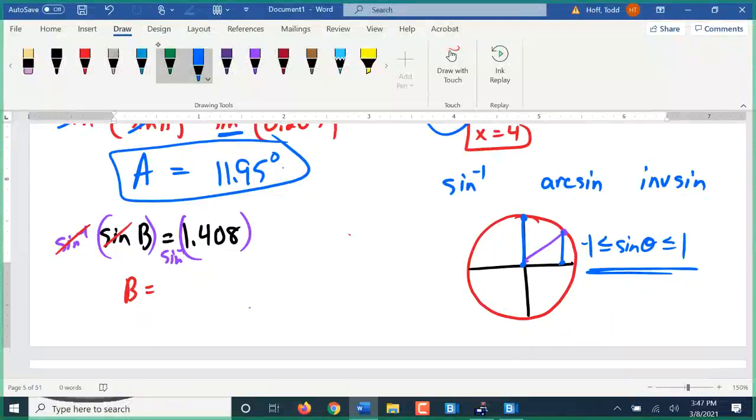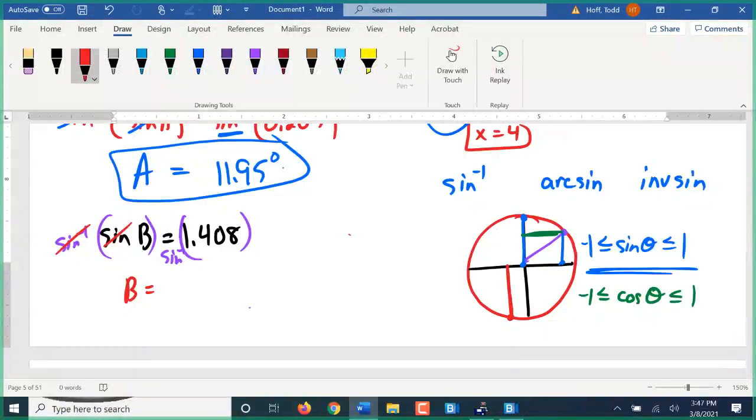Of course, the cosine is this distance. It also has to be between -1 and +1. You know, the sine can be negative if the point was down here. That would be a negative sine because it's below the reference axis.